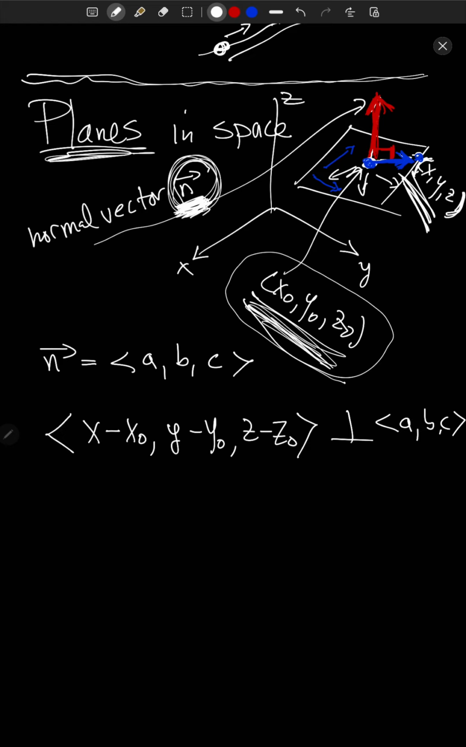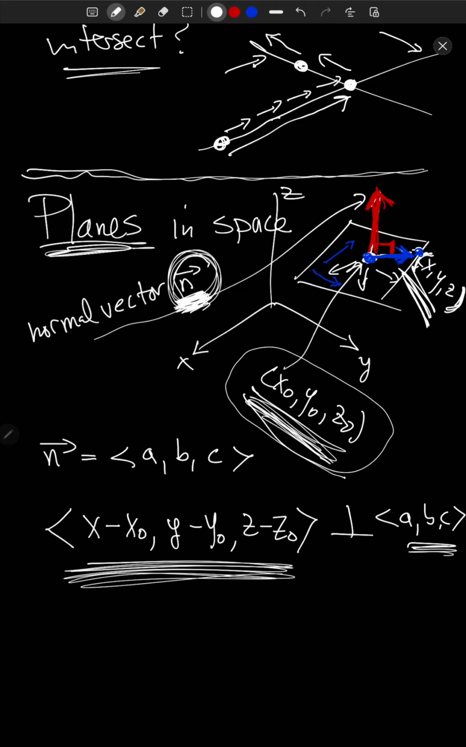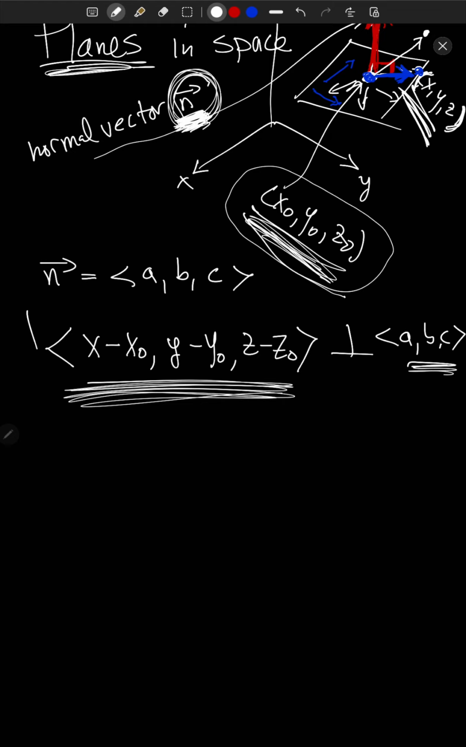So if you are on this plane, then when I create this vector on the left, it has to be perpendicular to ABC. And notice that the other way is also true. If I take a point that's not on the plane, let's say up here, and I draw the same vector, it's for sure not going to be perpendicular to the normal vector. So to be perpendicular to ABC means that x, y, z lies on my plane.